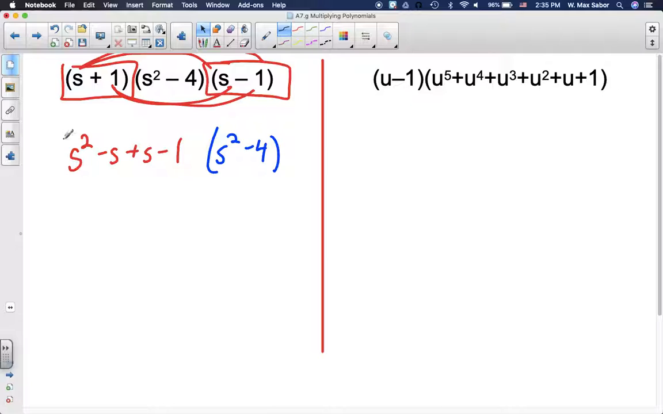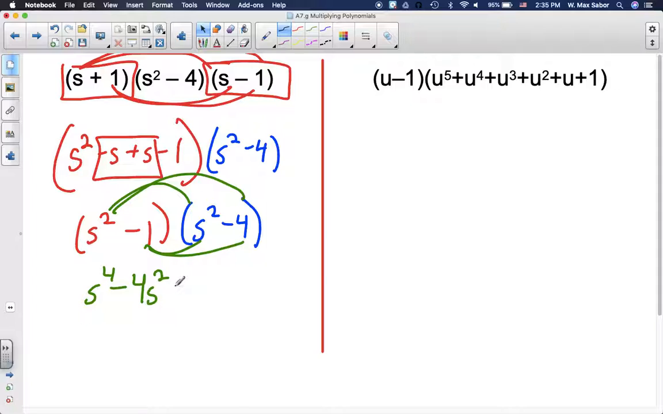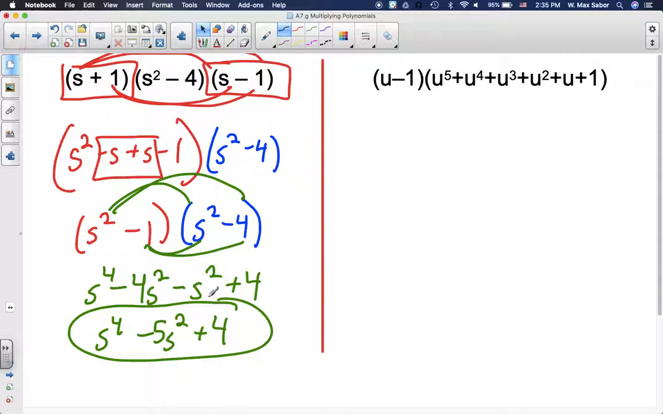Now be careful as you do this, it's still the quantity multiplied together. So this is s squared minus 1, these added to 0. And then we have s squared minus 4. So if we multiply these, let me close those parentheses. S squared times s squared is s to the 4th. S squared times negative 4 is negative 4s squared. Now we have negative 1 times s squared, and negative 1 times 4 is positive 4. So s to the 4th minus 5s squared plus 4.